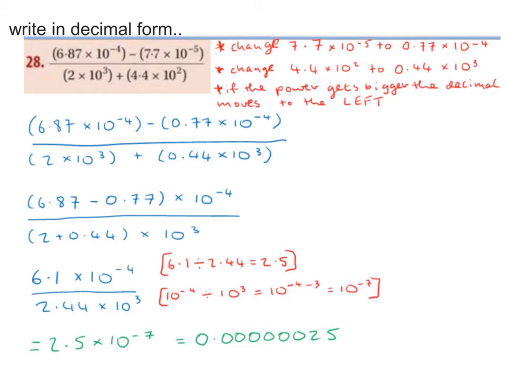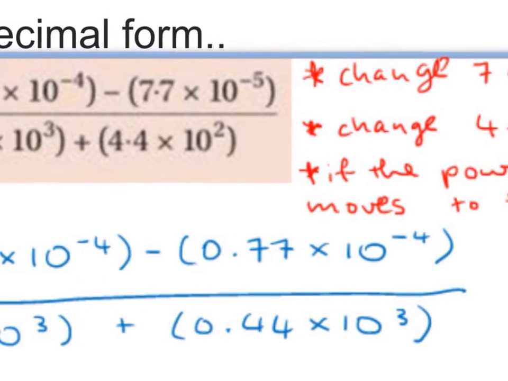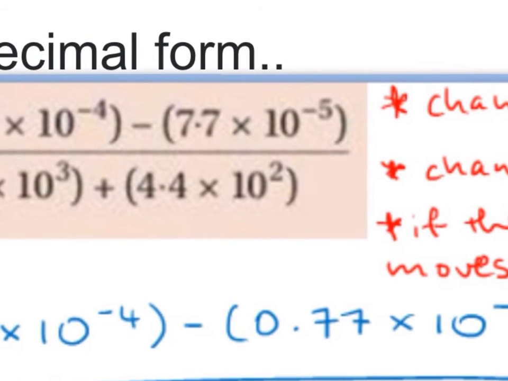And it's very important to note that if the power gets bigger, then the decimal is going to move to the left. This is a rule that we need to learn off. And vice versa, if the power is to get smaller, the decimal will move to the right. But in this case, minus 5 is becoming minus 4. So the power is getting bigger, so we're going to move the decimal to the left. So the 7.7 changes to 0.77 because that decimal moves one place to the left.